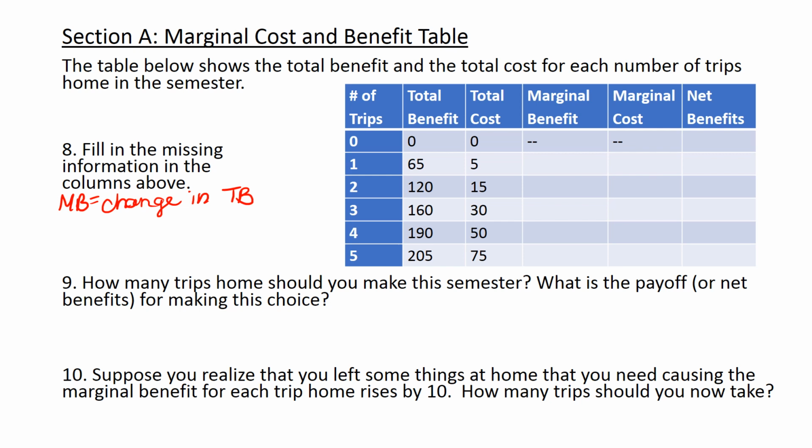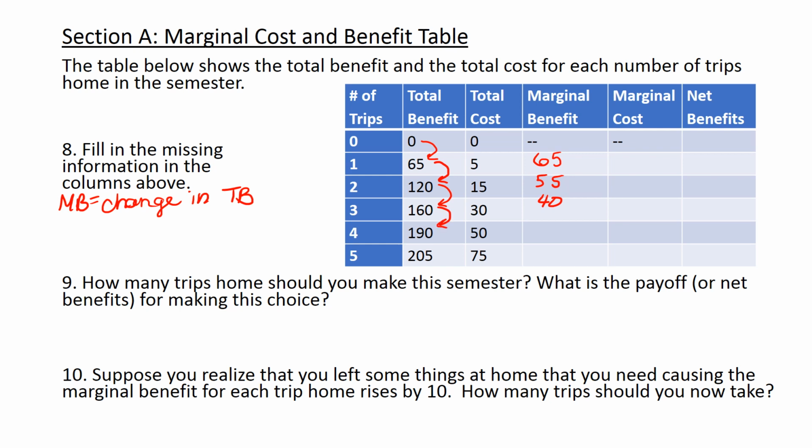So when we go from no trips to 1, our benefits go from 0 to 65, which is a change of 65. When we go from 1 trip to 2 trips, we go from 65 to 120, which is a change of 55. When we go from 120 to 160, that is a change of 40.